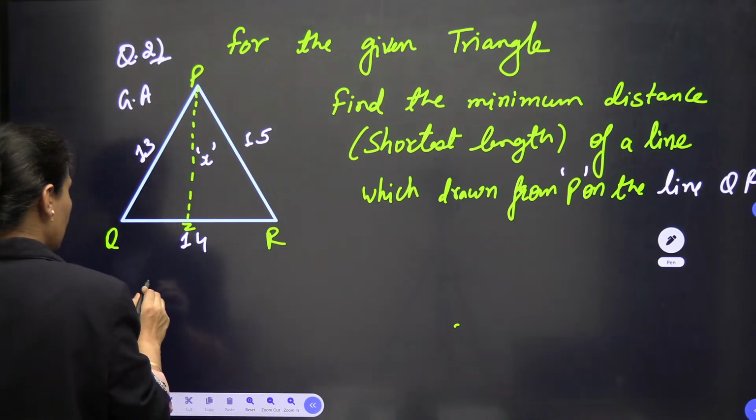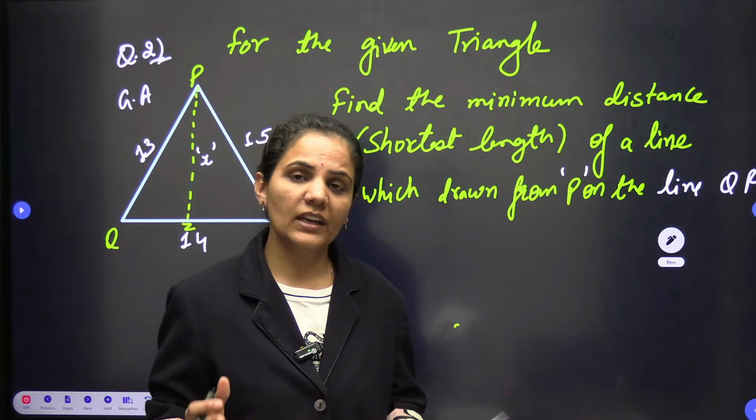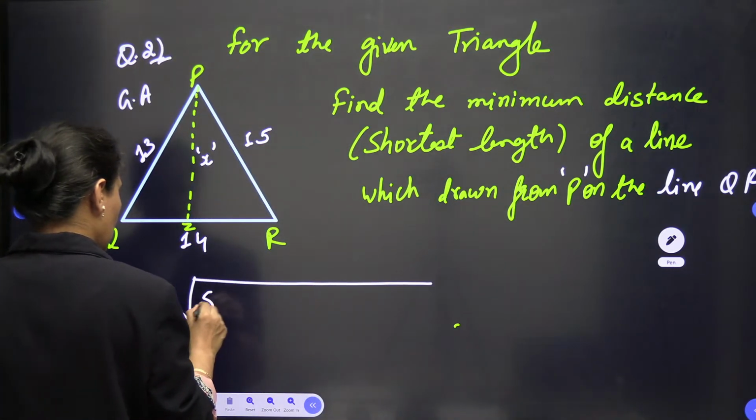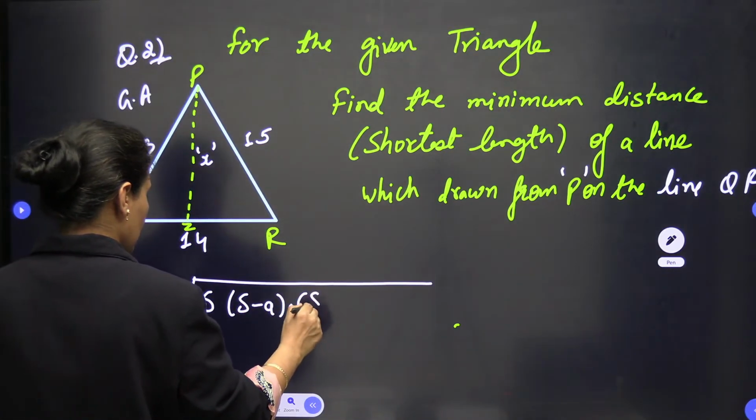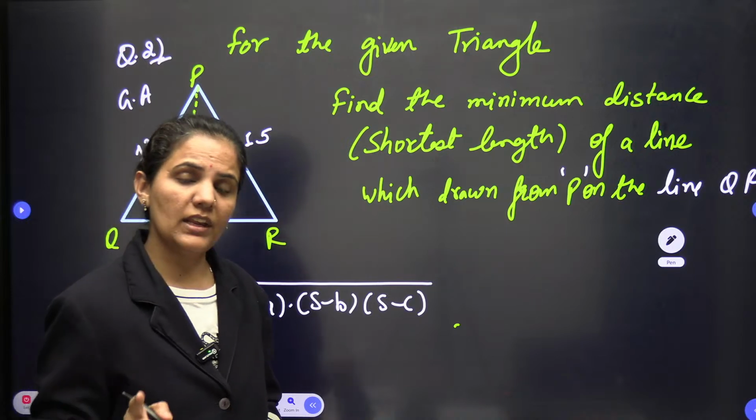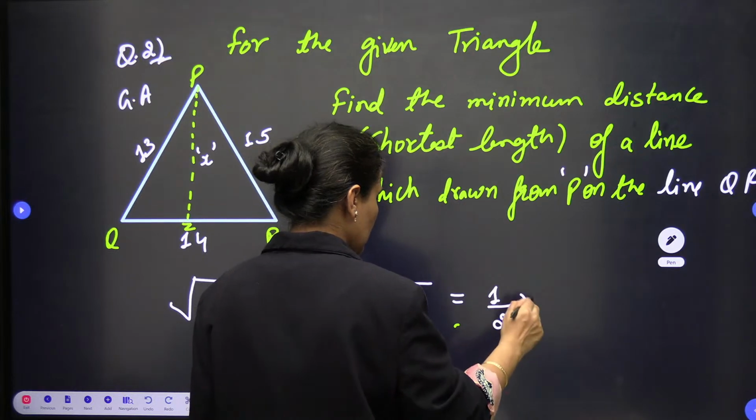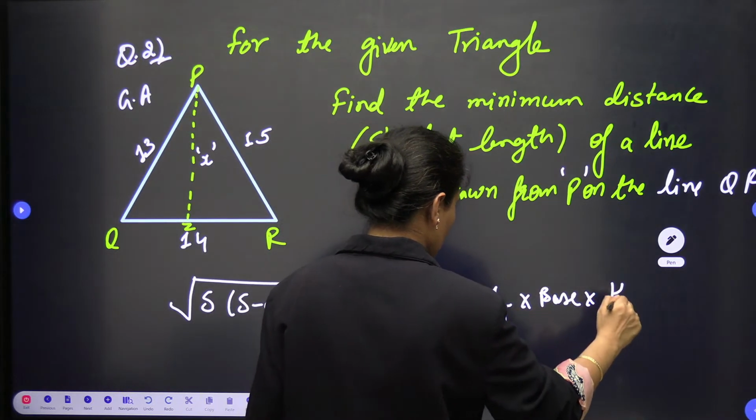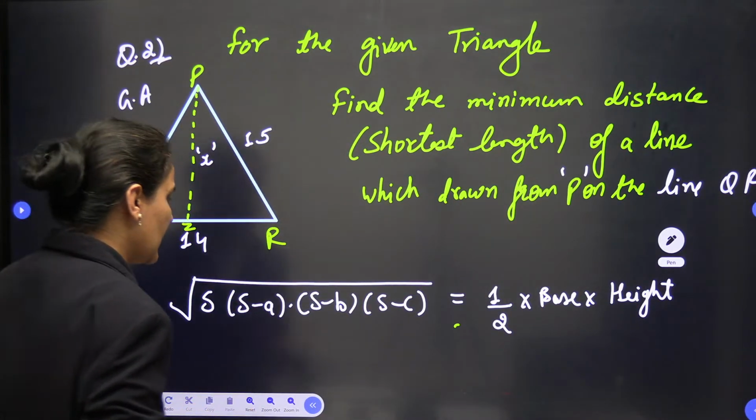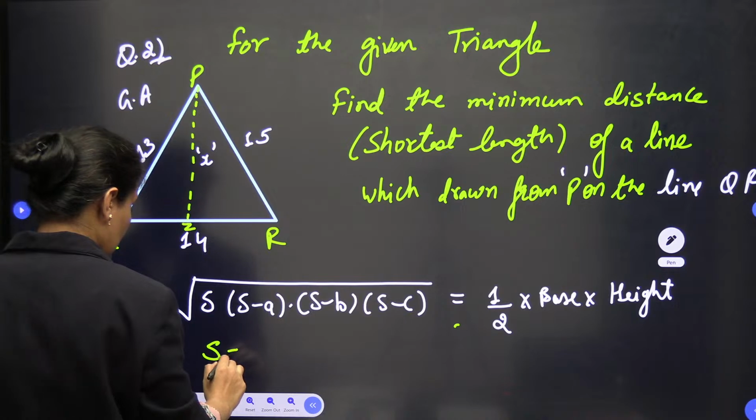Okay, so here we can use simply Heron's formula for the triangle. Whenever we have a triangle, we can find the area of the triangle using Heron's formula. Heron's formula says the square root of S times S minus A, S minus B, S minus C is the area of the triangle. And we know one more formula for the area of a triangle: 1 by 2 base into height. We can equate these two formulas and solve. Here base is this one, height we can assume PZ. A, B, C are the sides, and S is the semi perimeter.